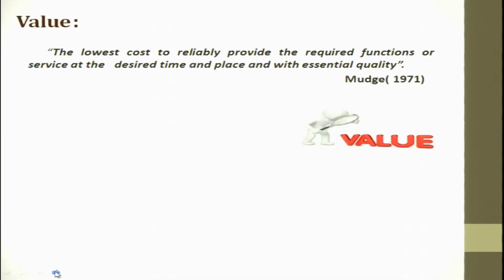Now, the definition of value is given by Mudge in 1971. He says it is the lowest cost to reliably provide the required functions or service at the desired time and place with essential quality. You can see there are 5 characteristics: number 1, lowest cost; number 2, to reliably provide; number 3, the required function; number 4, at the desired time; number 5, with essential quality. These are the key words. It looks like a lot of things have been put into one sentence, but we will see how we conduct a value engineering study and how this is possible.